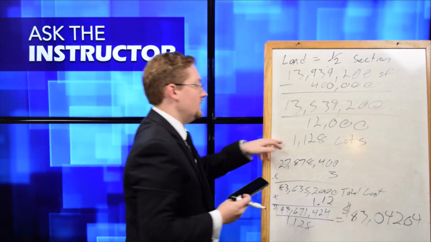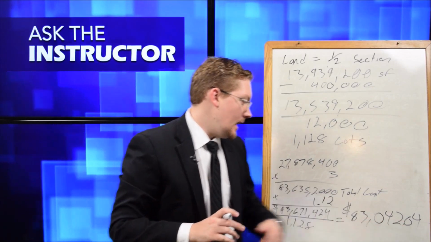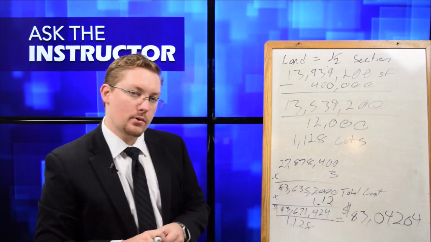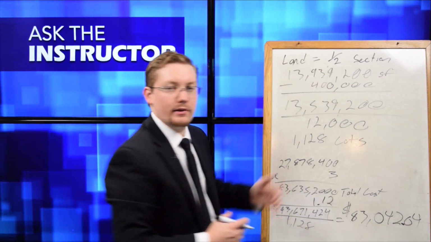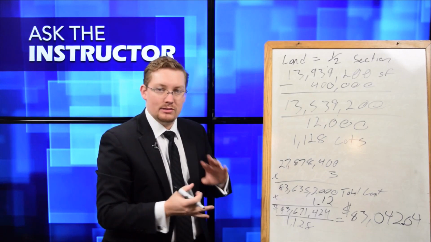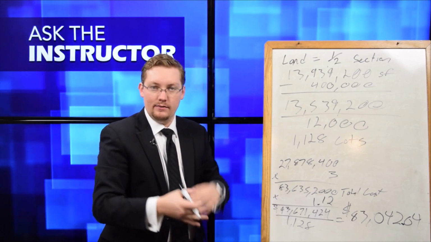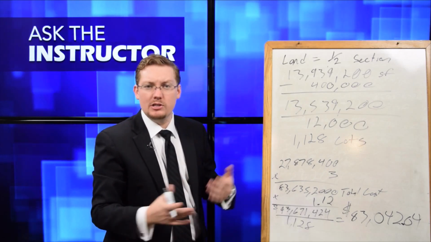So if we sell each of these 1,128 lots for $83,042.04, we will end up not only covering our cost, the $2 a square foot for the land, but also covering our double development cost. Developing the land costs double what that land is. And this is all information that's given in the question.